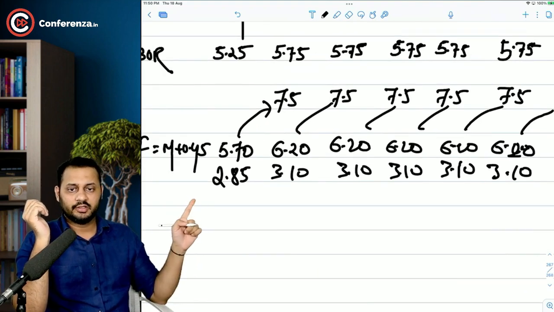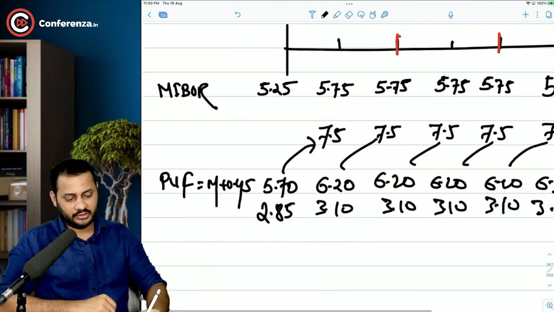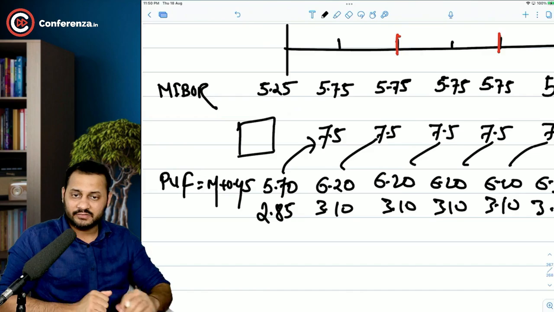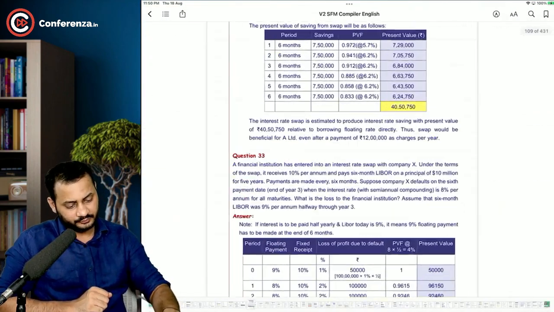So these are the rates that will be applicable to discount the savings. We have to calculate the present value of all the savings, 6 months payment. That's why we have taken 7.5 lakhs. Now understand the calculation on the next page.